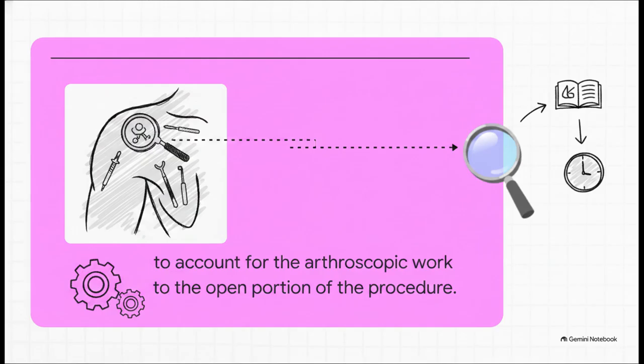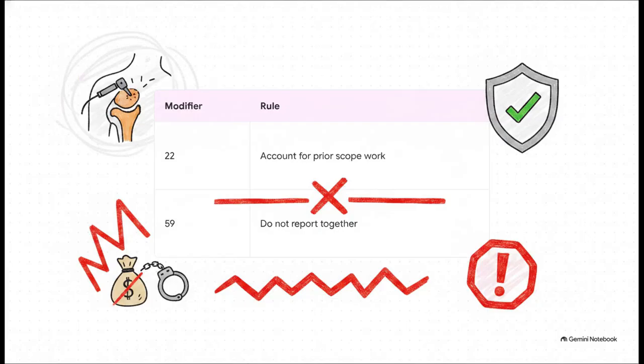Now, of course, this absolutely requires robust, undeniable documentation in the operative report detailing exactly how much extra time, extra effort, and specific work was done arthroscopically before the decision to open the shoulder was finally made. So use Modifier 22 on the open code to capture the prior arthroscopic work.